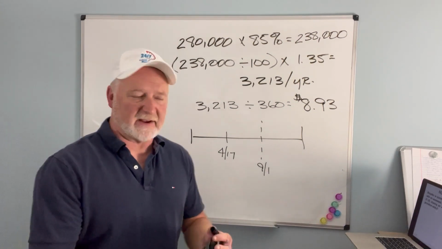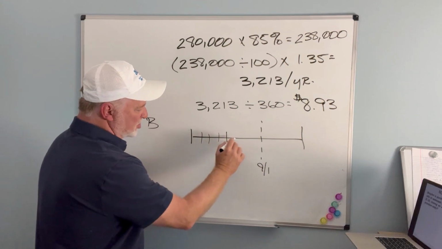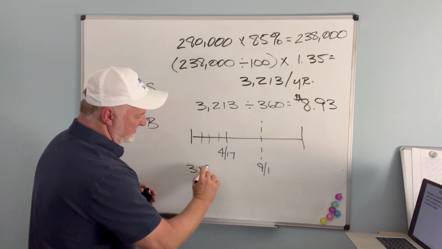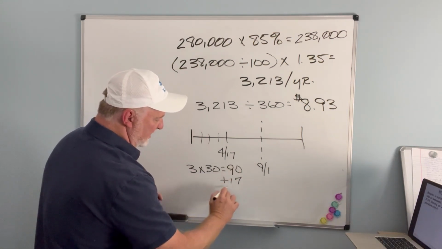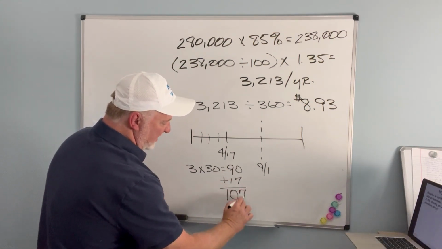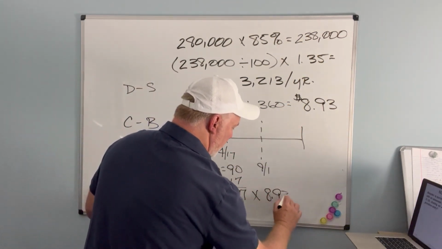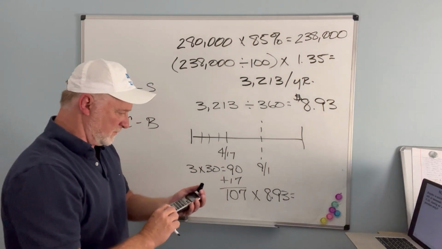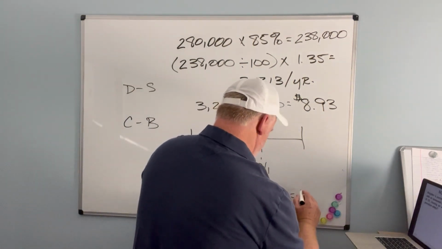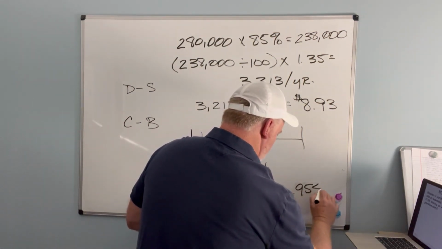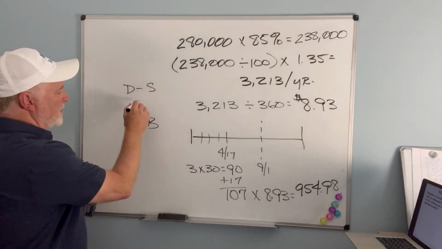How many days of this year is the seller responsible for? There's January, February, March, and 17 days in April. So 90 plus 17 is 107 days times $8.93 per day times 107, and that's $954.98. So $954.98.